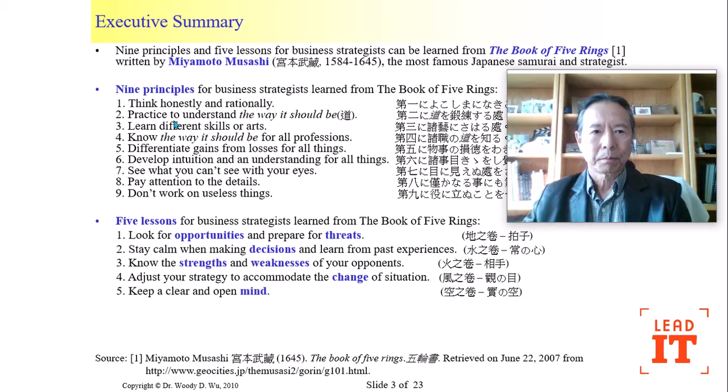Number two, practice to understand the way it should be. The way it should be is a Zen idea called Tao. A term maybe closer to this Tao concept is persistency. Every time you do it perfectly, and that's persistency. Number three, learn different skills or arts.